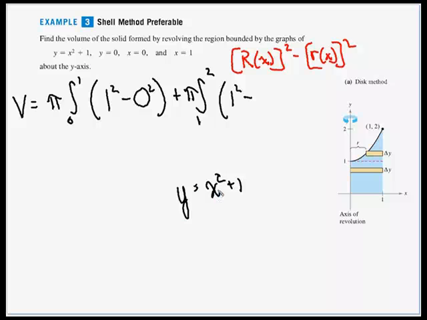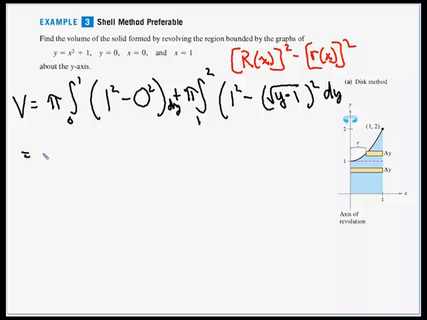We want to solve that for x. So minus 1 from each side and square root. So we're going to have the square root of y minus 1 for our inner radius of this second part of the integral. So we're going to have a quantity squared, and that quantity is the root of y minus 1. And we're integrating with respect to y. We need a dy there, and I have to squeeze a dy in right there.